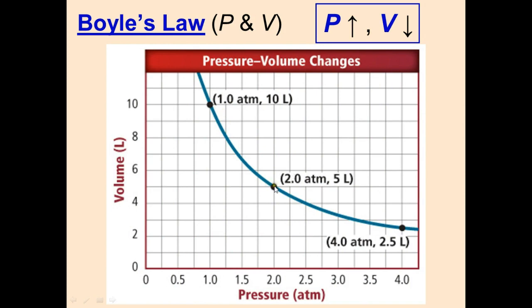And then we go to 2 ATMs, and notice how when we doubled the pressure, the volume decreased by 1/2. And then also, again, if we double the pressure, so we went from 2 to 4 ATMs, the volume also decreased by half. So it'll always follow that same ratio. So whatever happens to one, the opposite happens to the other. And that's only for this one because it's an inverse.